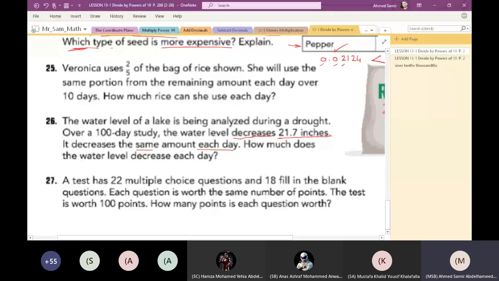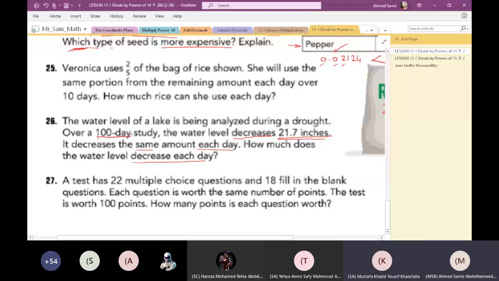Osama's mic doesn't work. That's why he didn't answer. No worries. So thank you very much. So basically, we're having 21.7 divided by how many days? A 100-day study.